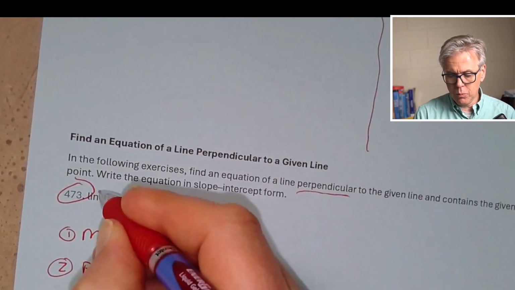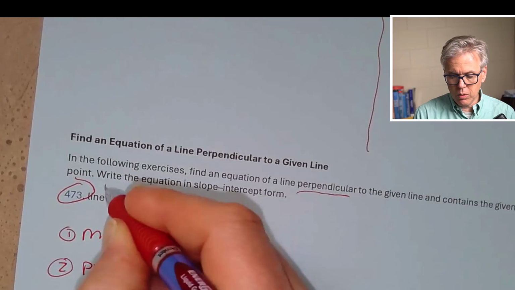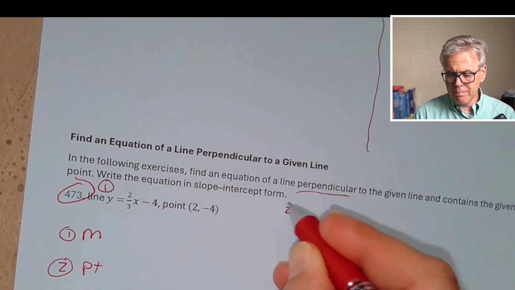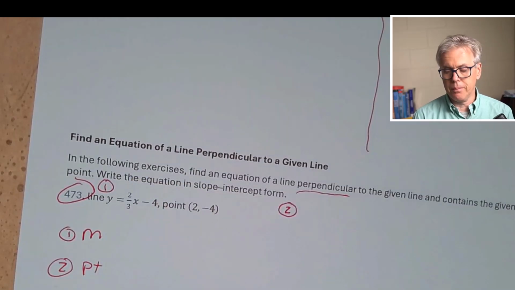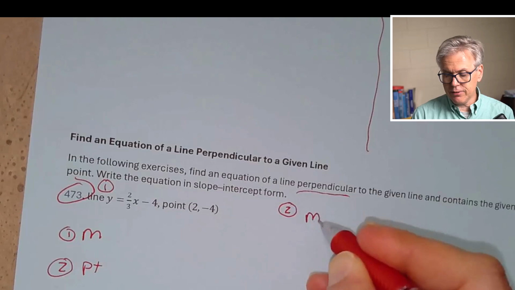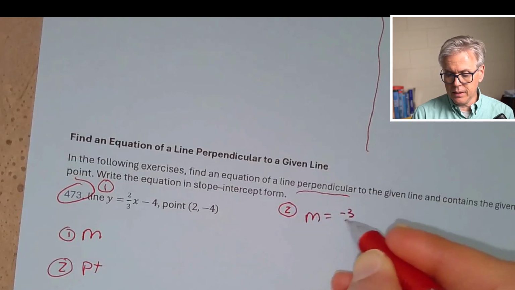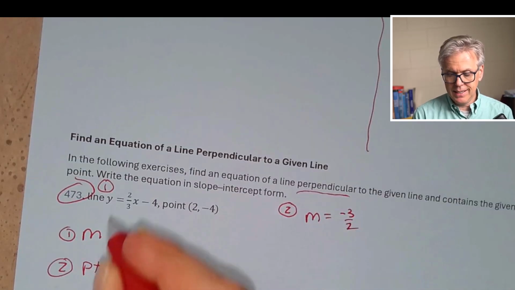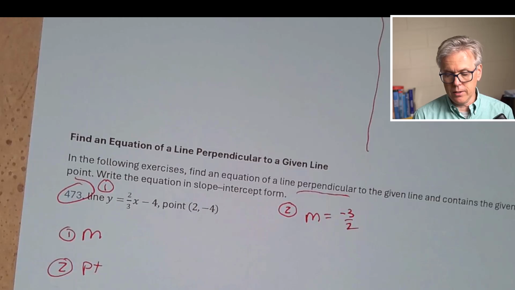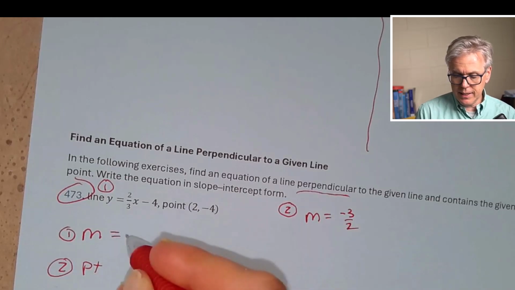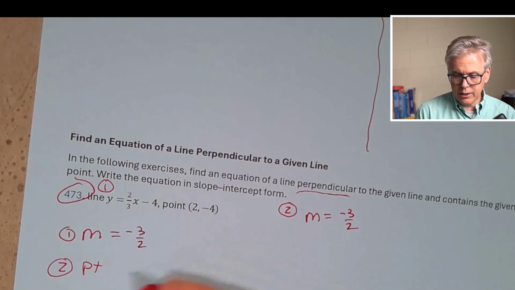So I'll call this line 1. If this is line 1, what's the slope of my line going to be? We'll call that line 2. So my line's going to have a slope of negative 3/2. It's the negative reciprocal of 2/3. So my slope is negative 3/2. And then I can use that point at 2, negative 4.